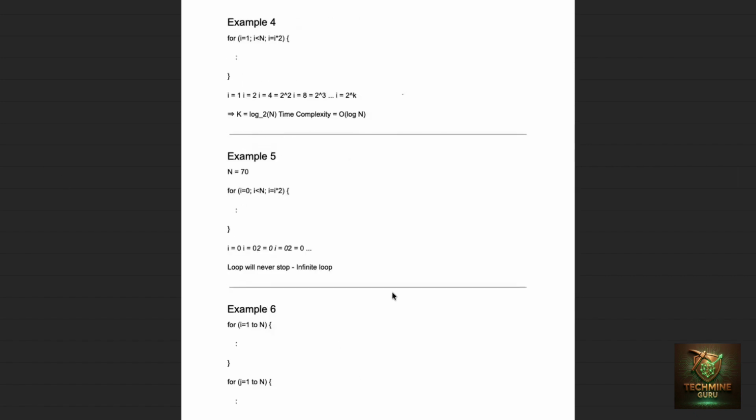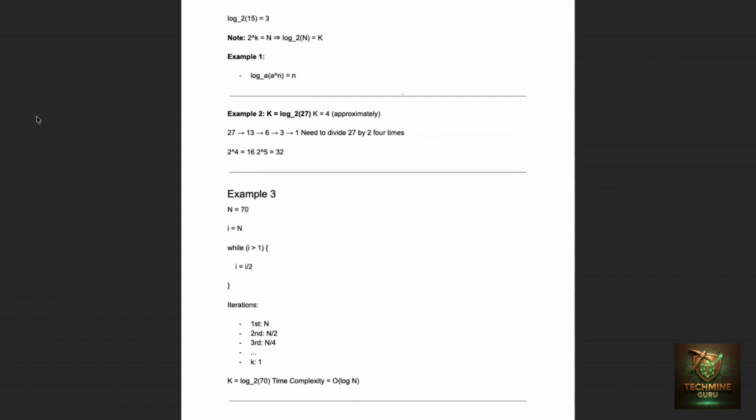So let's see some more examples. There is one property of log: log of A to the power n on the base A will be n only. We don't need to know all the log properties for this. Just this one property will be sufficient. Now, on the basis of the above principle, what is 2 to the power k? If 2 to the power k is equal to n, then k is equal to log of n.